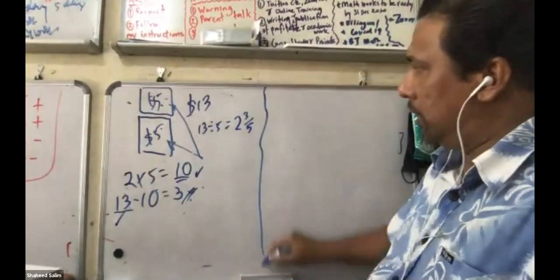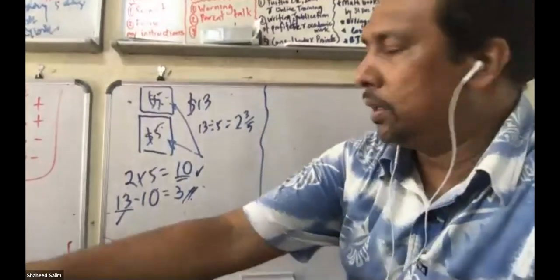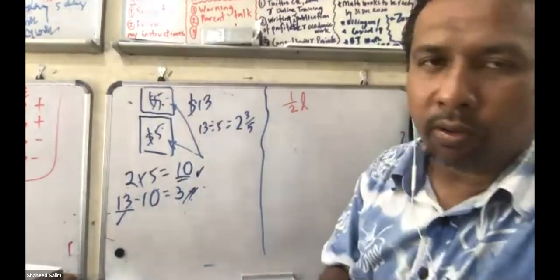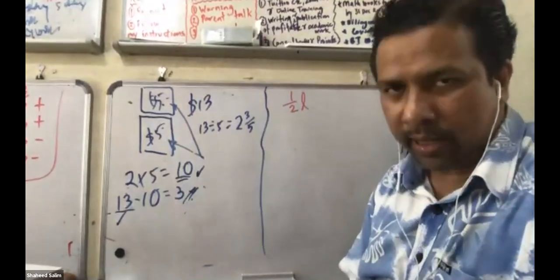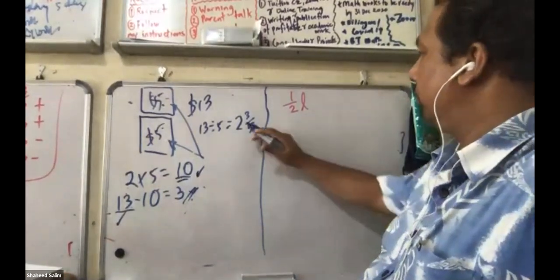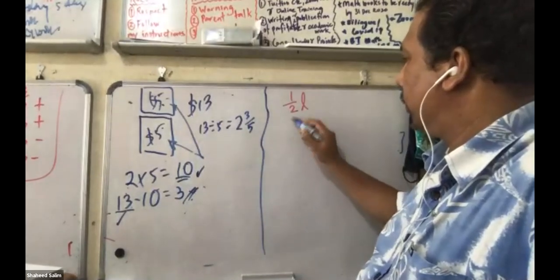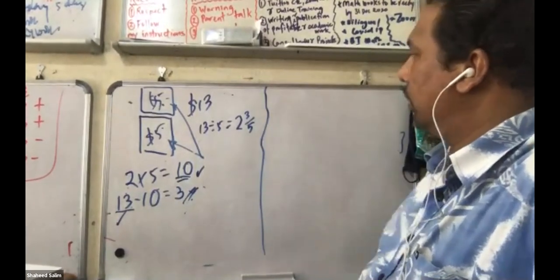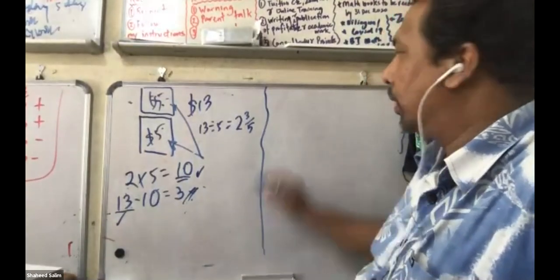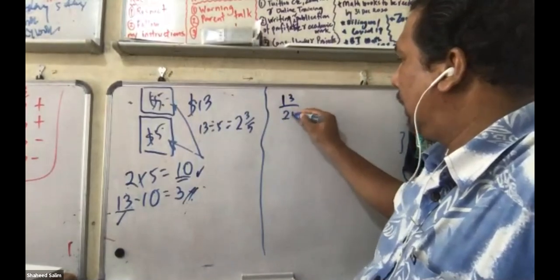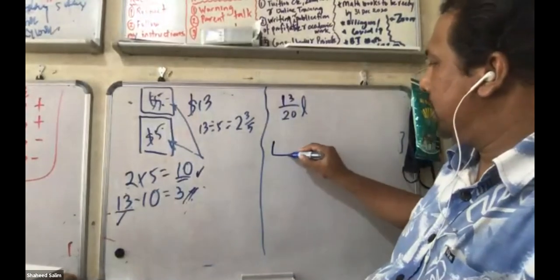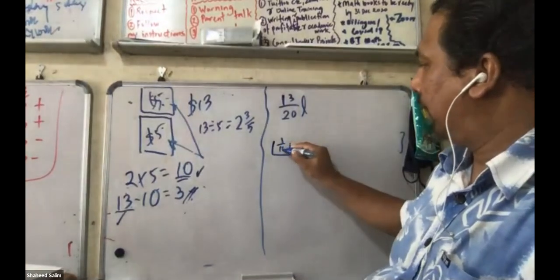Now I'm going to change it down here. You have half a liter of oil. Sorry, hold on, I'm thinking now. Okay, you have 13/20 liters of oil. You want to pour it into containers of 1/10 liters.